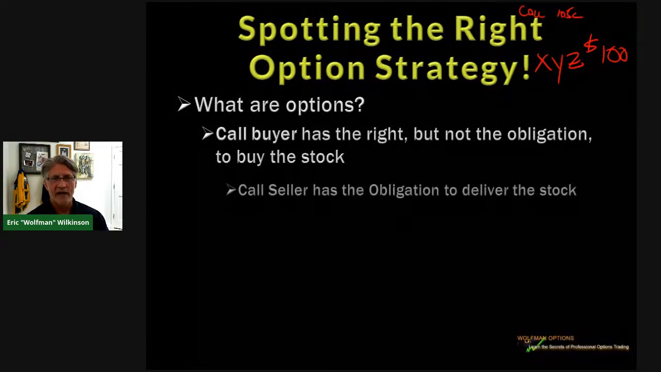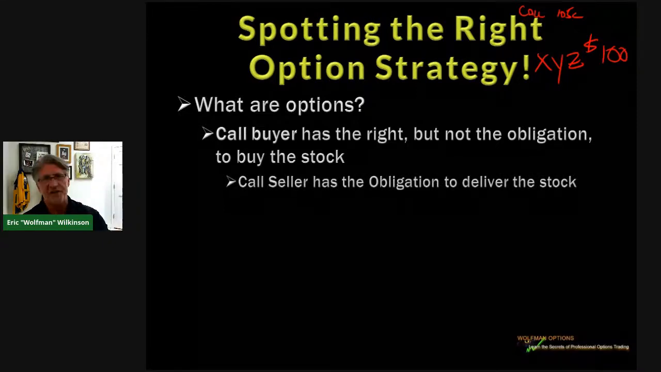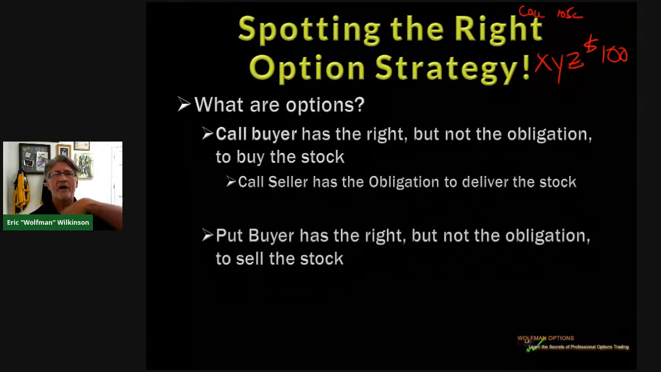Right? So we kind of went over that. Call seller has the obligation. If the buyer says, I want to execute my right to take advantage of this contract. Now, call buyer has the right to buy. The put buyer has the right to sell.